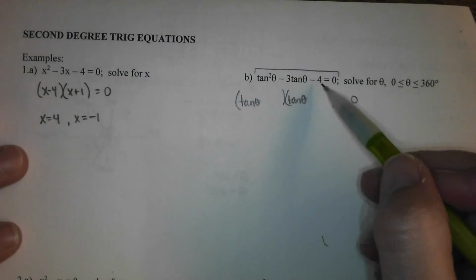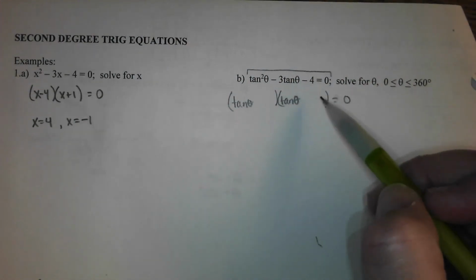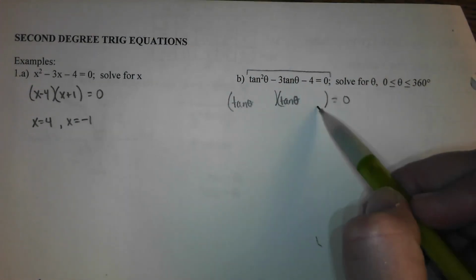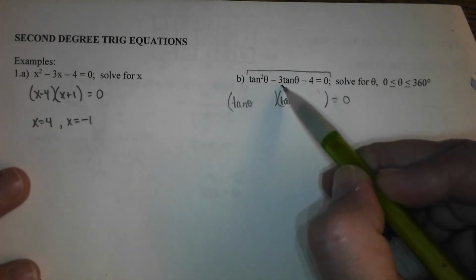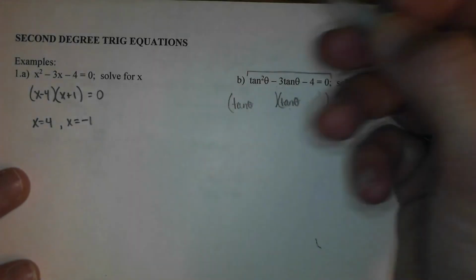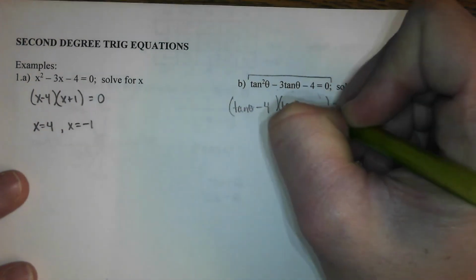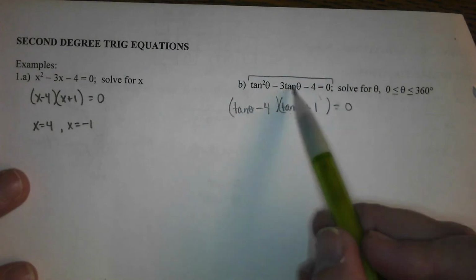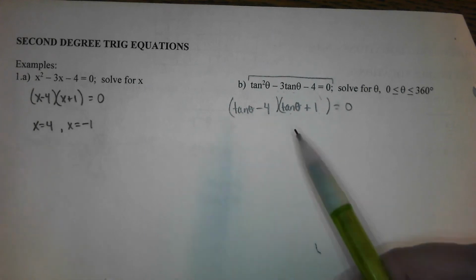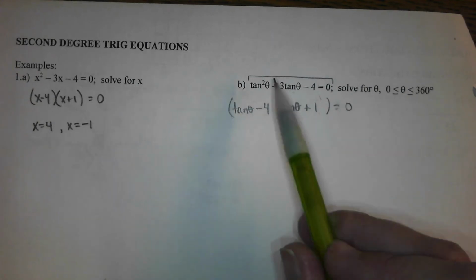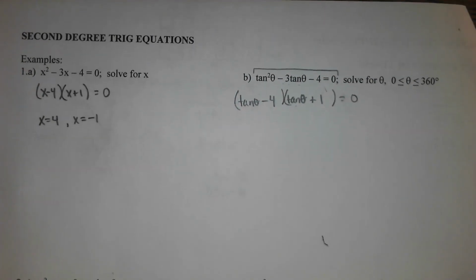And then just like with regular factoring, you're looking for what multiplies to get negative 4, so that when you do your outer product and your inner product, you get negative 3 tangents. So again, that'll be minus 4 and plus 1. So your outer gives you 1 tangent, your inner gives you minus 4 tangent, 1 tangent minus 4 tangent is the negative 3 tangent in the middle. So far, so good?